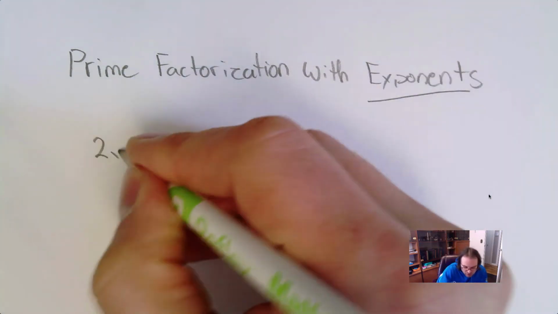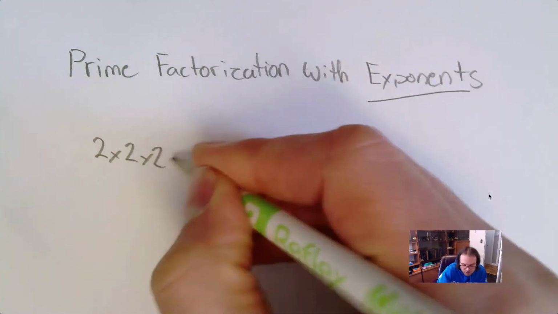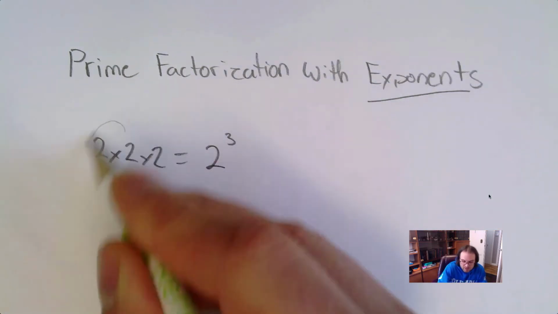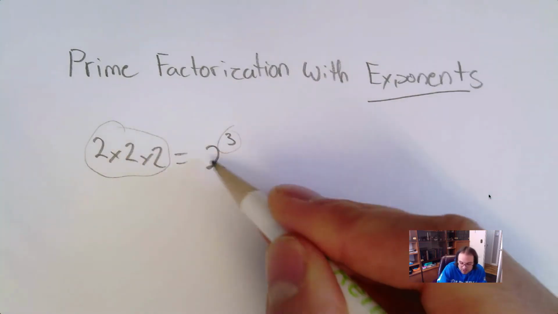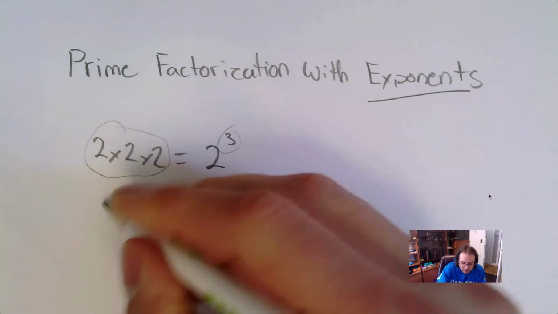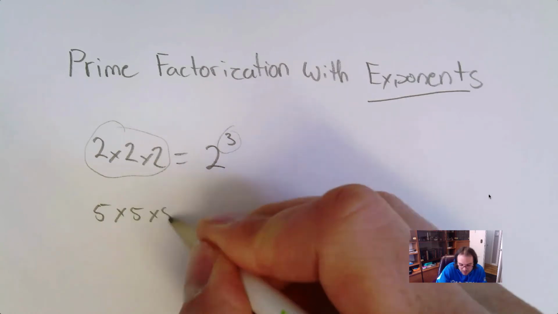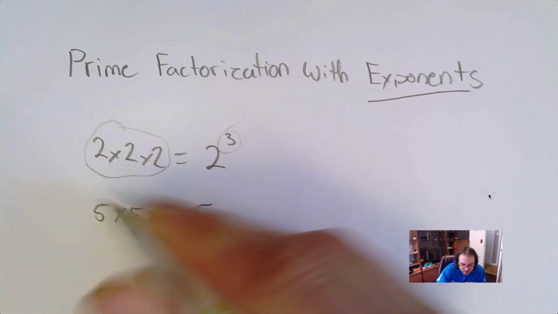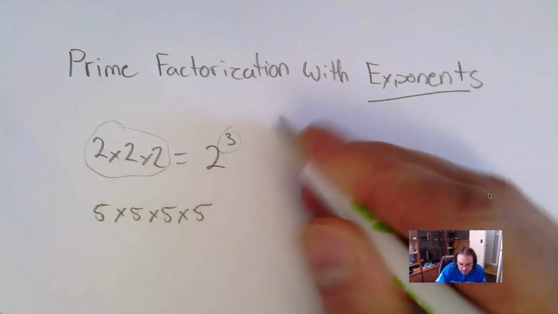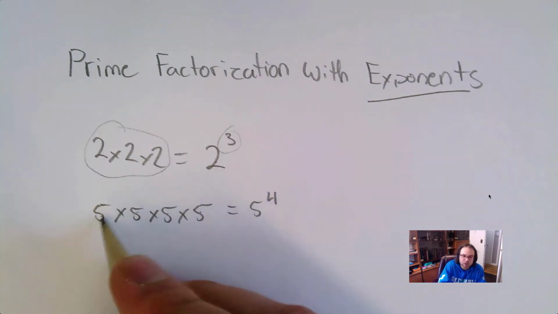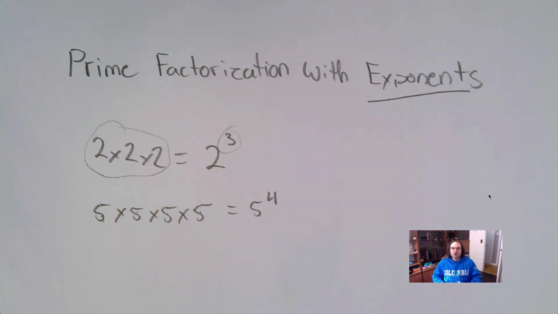So 2 times 2 times 2 is equal to 2 to the exponent 3. This says how many times this 2 is repeated. So if I have 5 times 5 times 5 times 5, we have 1, 2, 3, 4 5s. That's going to be 5 to the exponent 4 because it's multiplied together 4 times. So let's do this with prime factorization.